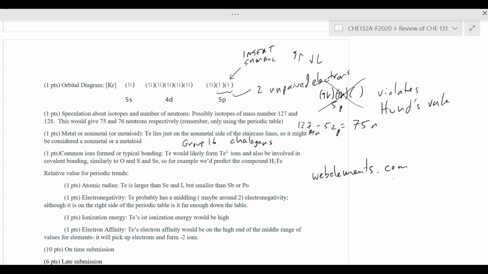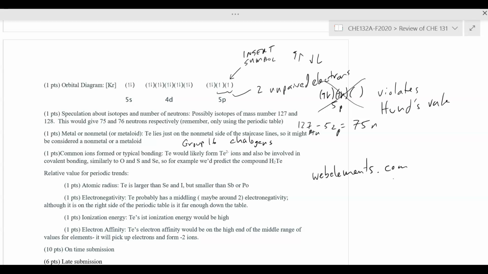In terms of ionization energy, tellurium is not going to want to give up an electron. It's going to have a pretty high ionization energy. The periodic table I have here says 9.01 electron volts. That really doesn't mean anything, but just to give you an example, sodium's is 0.55 electron volts, so it's a high ionization energy.